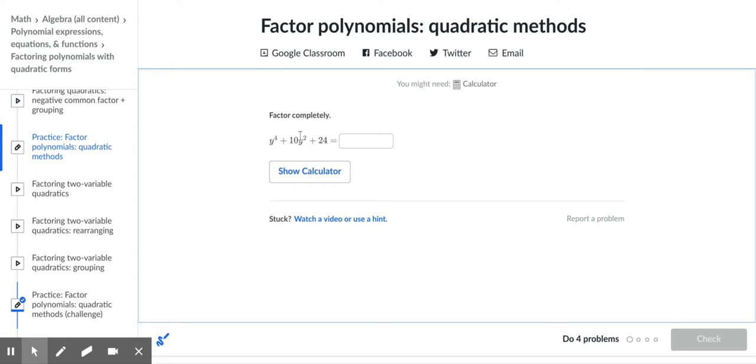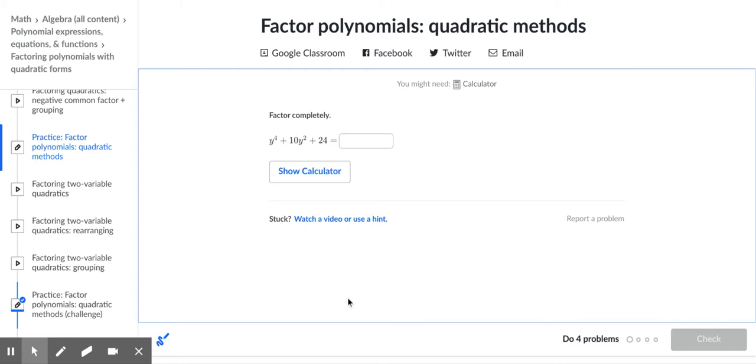But we're going to be using quadratic methods. So in other words, we're going to be factoring the same way we did when it was quadratic. It's just now higher order than that. So it has to be of a particular form in order for us to do that. And that form is this form we have here.